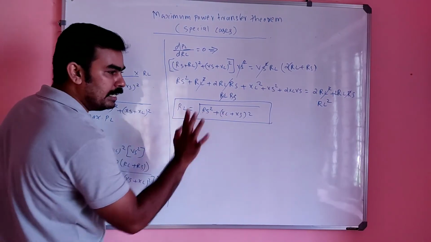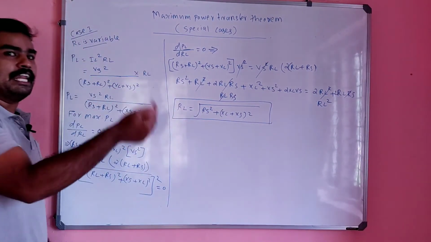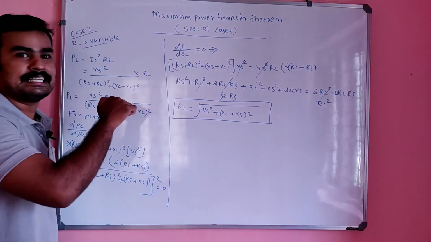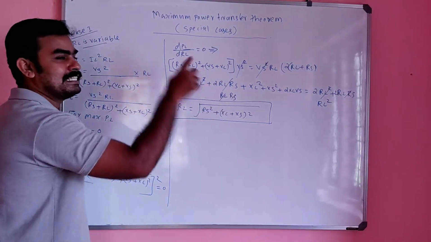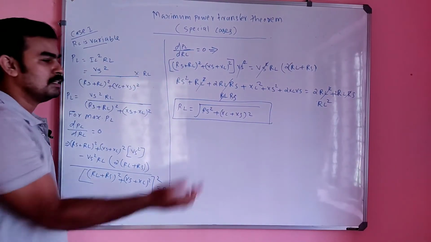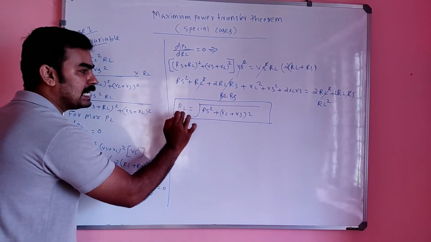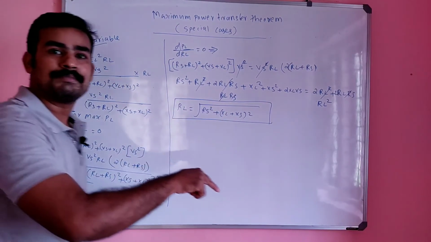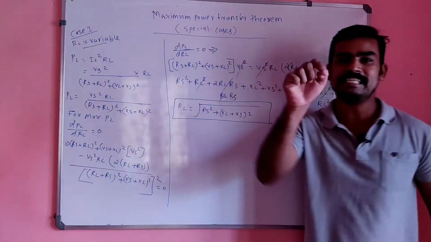Under this condition only, that means whenever the RL value is equal to root of RS square plus XS, the whole square. RS is nothing but the source resistance, and X is the inductive reactance of load and source. When RL equals this value, there will be maximum power transfer in an AC circuit.